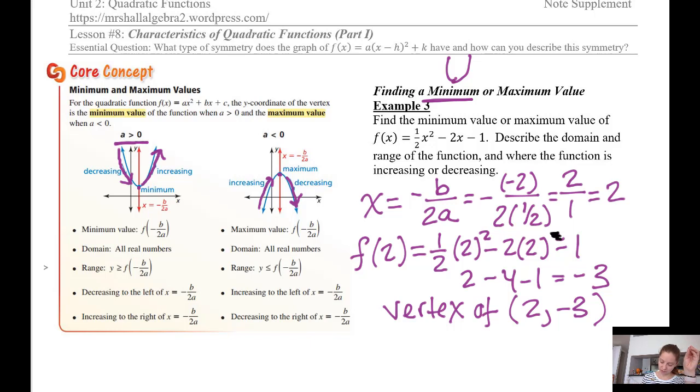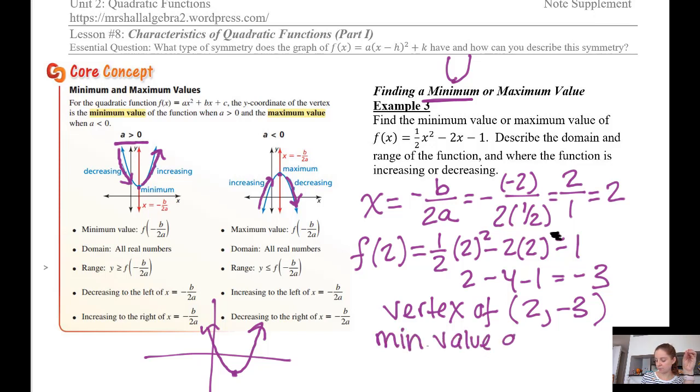If I'm to sketch this parabola, 2, negative 3 is somewhere like that, and it opens upward. We say the minimum value is the y value. So this parabola has a minimum, and it has a minimum value of negative 3. Right? This is 2, negative 3. That is the lowest y value.